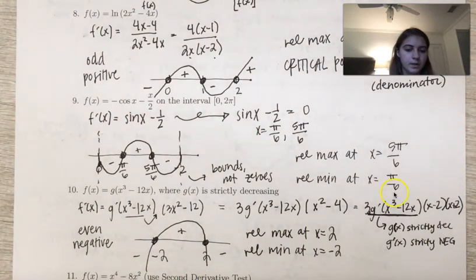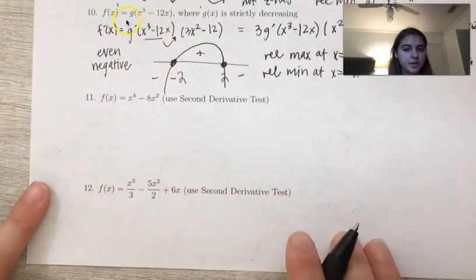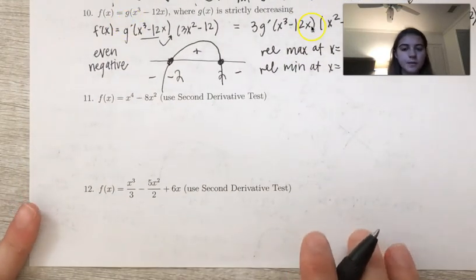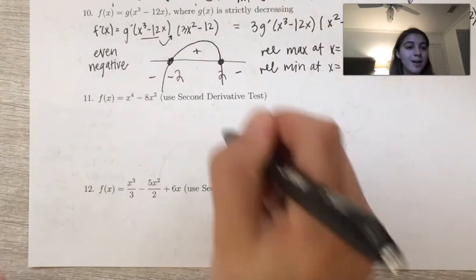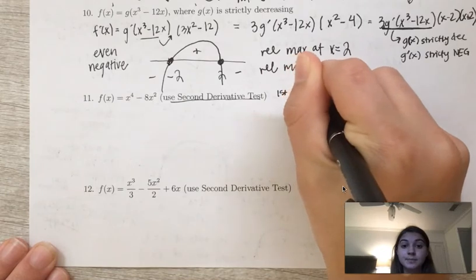The weird thing about this one was the strictly decreasing part. So if you get something like this with a whole other function in there, you just take the derivative of it, move on, leave it there, and then realize, oh, that's a negative sign, basically. Okay, second derivative test time. This is it.